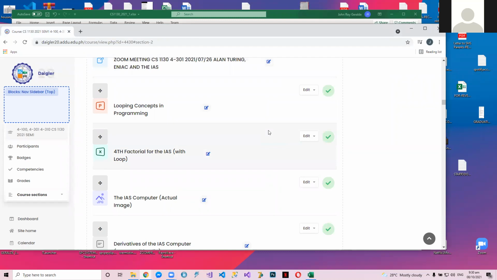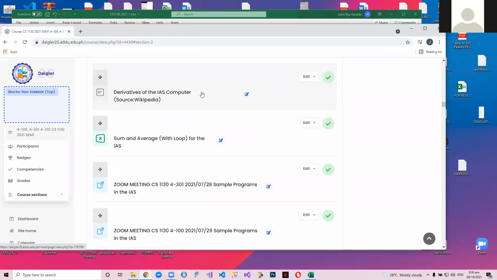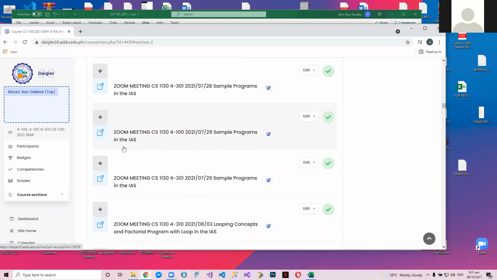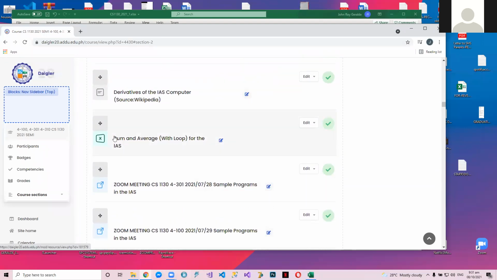So anyway, good morning. Now, I've given you an assignment on the IAS, and I have already uploaded the part of the solution. I'm only going to solve the sum and average for the IAS. Let me move this.